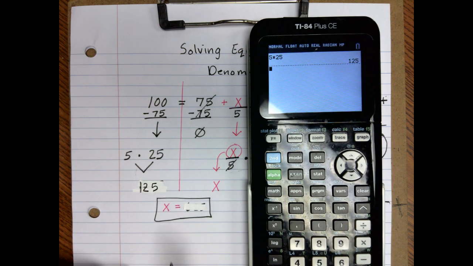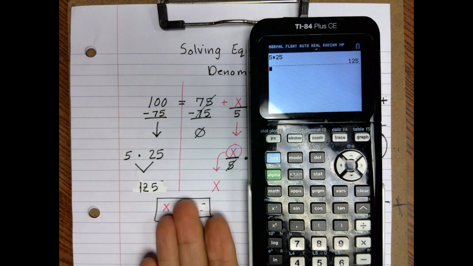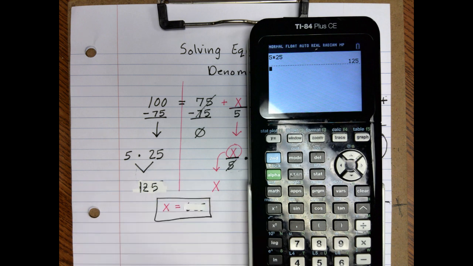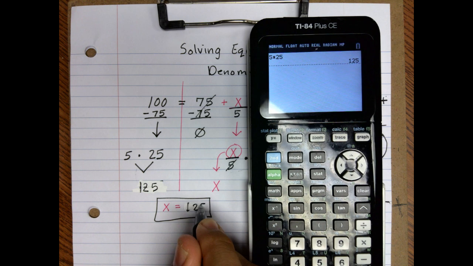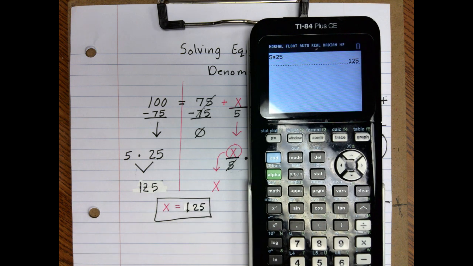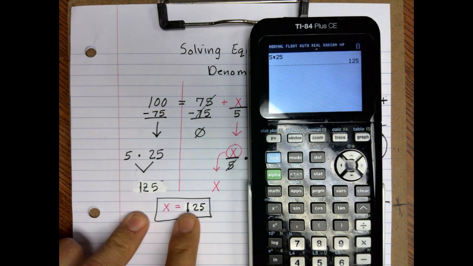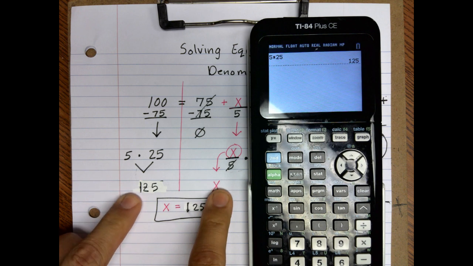Now, I have x is equal to 125, and imagine we're just going to grab this with a spatula and flip it over just like if you flipped a pancake. And so I'm going to move this over here, 125. And that is your final answer. So x is equal to 125.